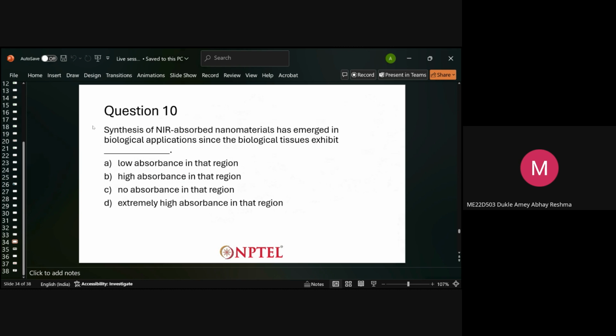The next question is, synthesis of near infrared absorbed nanomaterial has emerged in biological applications since the biological tissue exhibit dash: low absorbance in that region, high absorbance in the region, no absorbance in the region, extremely high absorbance in that region. So the answer is low absorbance in the region.